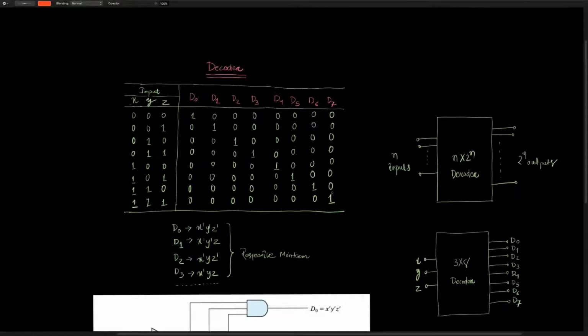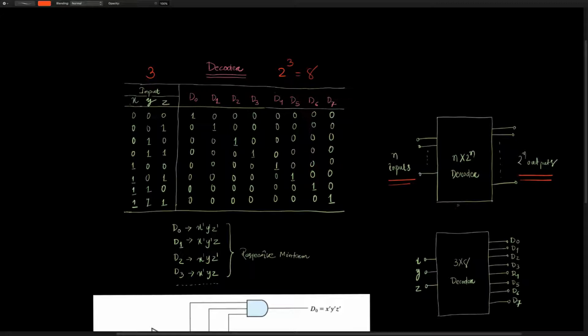About decoders and encoders. By definition, a decoder is a combinational circuit that has n inputs, whereas the output would be 2 to the power n. For this particular truth table, we have 3 inputs and the output would be 2 to the power 3, or that would be 8 outputs. Now, one thing that is peculiar to this decoder is only one output is high or active at a single time, and this particular truth table also shows that.